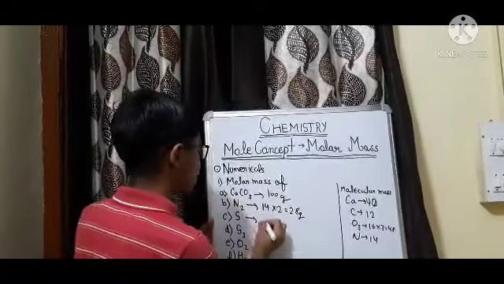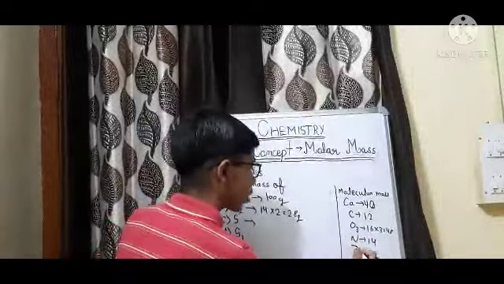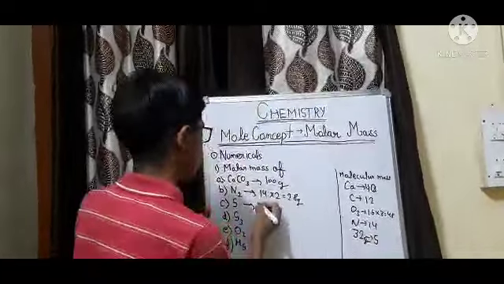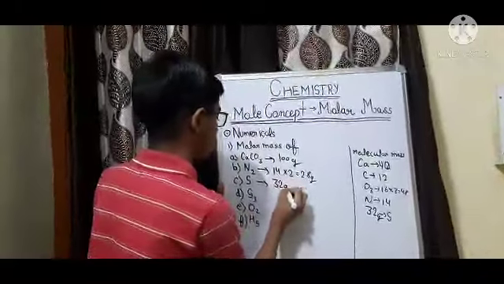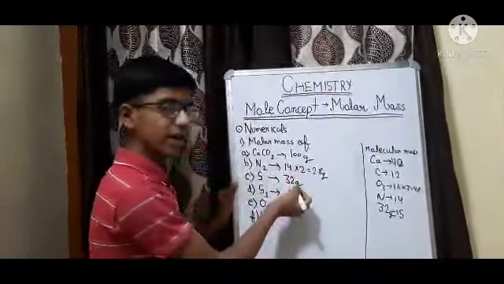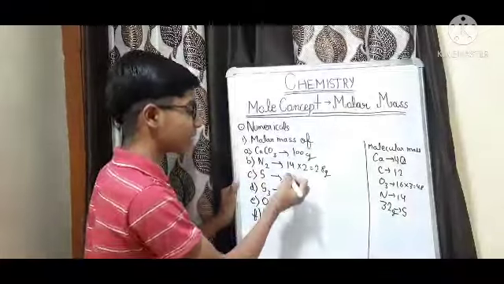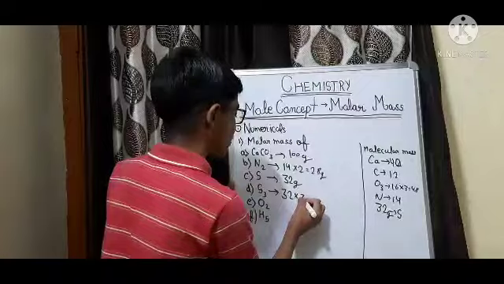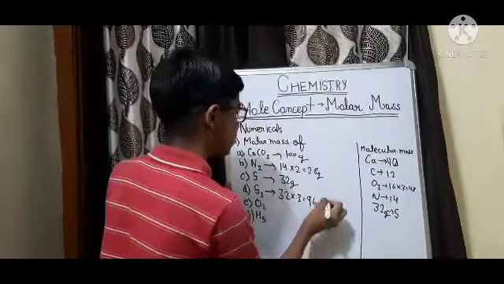Now we'll talk about S. So of sulfur the molecular mass is 32. You can just mention this, 32 grams. So it will come as it is, 32 grams. Now if we talk about S3, as we know that sulfur's molecular mass is 32, so of S3 it will be 32 into 3, which will come as 96 grams.